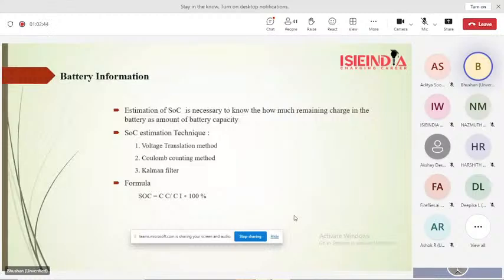So in the Coulomb counting method, we need to calculate how much charge is present, in and outflow. Based on this estimation, we calculate using the Coulomb counting method.